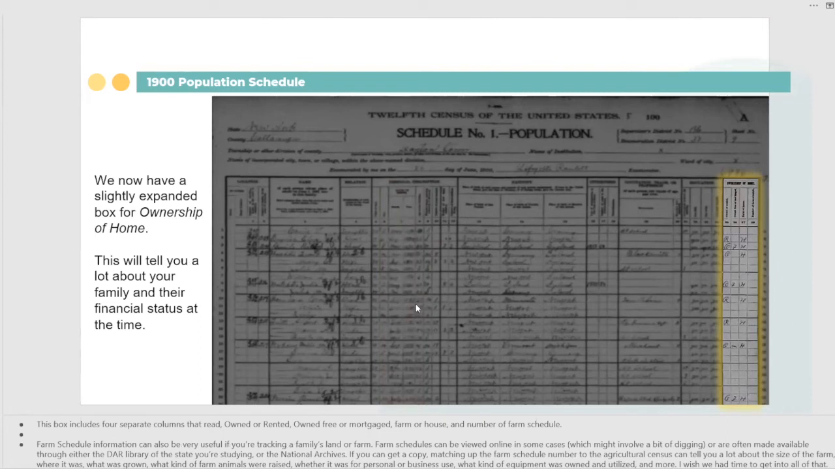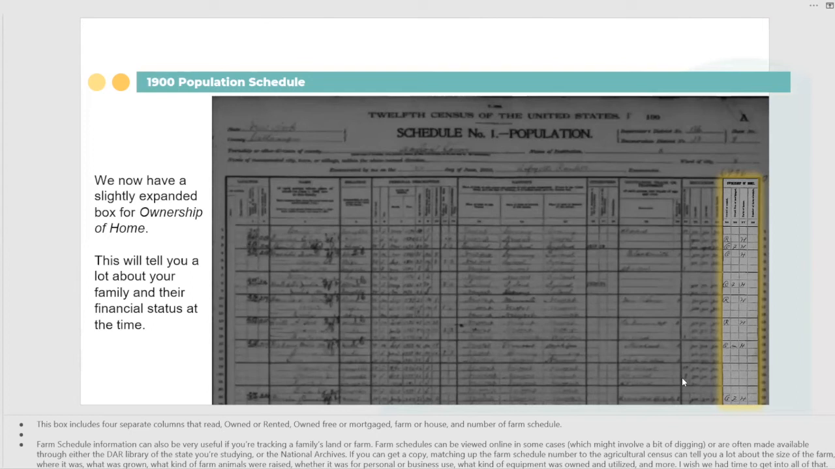We now have a slightly expanded box for ownership of the home. And this is going to tell you a lot about your family and their financial status at the time. So this is going to cover things like whether the home was owned or rented, whether it was free or mortgaged, whether you lived on a house or a farm, and then that last box is the number of your farm schedule. Again, in the non-population schedules class, we go into the agricultural schedules pretty heavily. It's one of the three that we go deeply into in that class. And what it can tell you about your ancestors is pretty impressive.